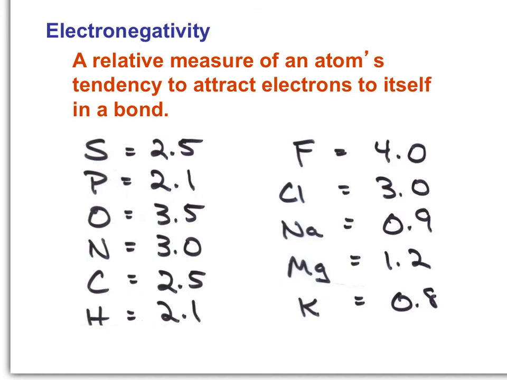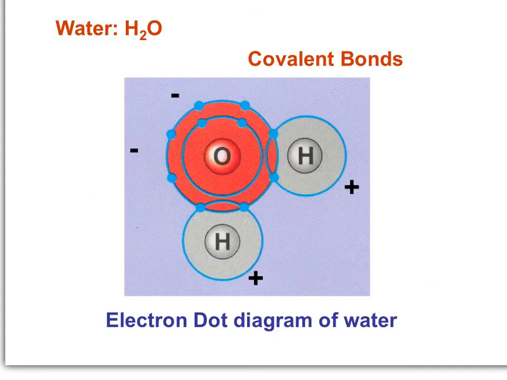So with water, there are two bonds between the oxygen and the two hydrogens. There's a bond here and a bond here. The molecule is a polar covalent molecule because oxygen has the higher electronegativity value and it pulls these shared electrons towards itself. Thus, the electrons are unequally shared.